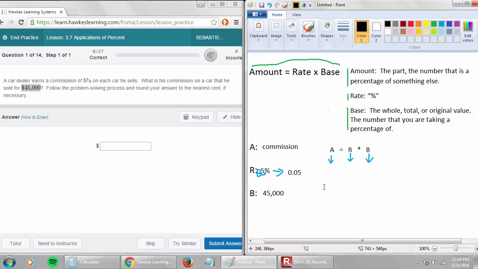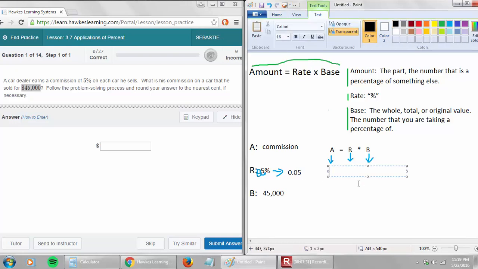So my A, I'm going to try to replace that with the number that it's equal to, but I don't know. So I'm going to write it as A still. I can't replace it with anything. My equal sign is going to be replaced with an equal sign. My R, we said, is 0.05. That's what it's equal to. I'm going to bring down that multiplication sign, and my B for base is 45,000.